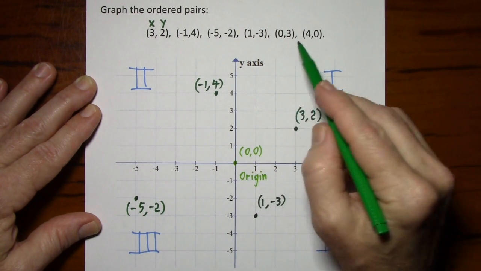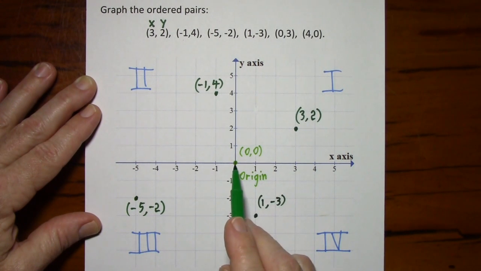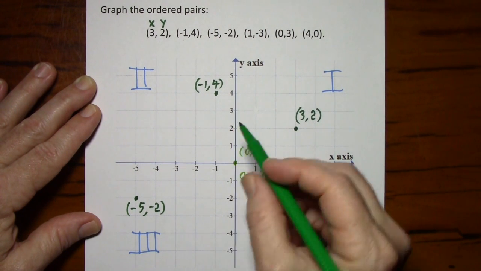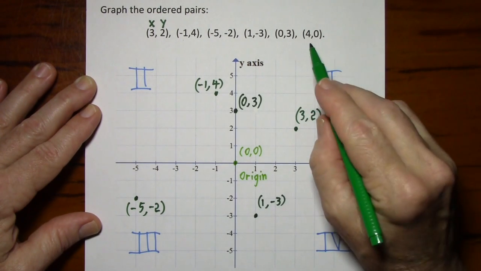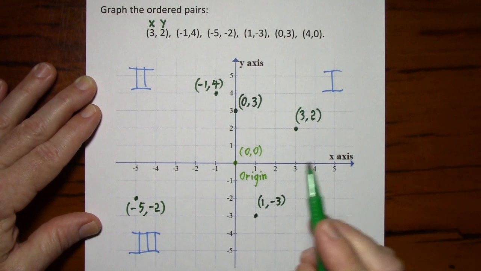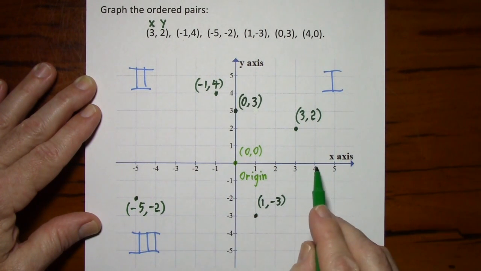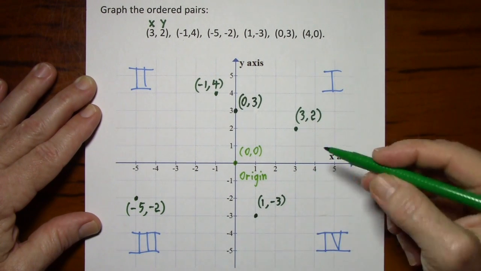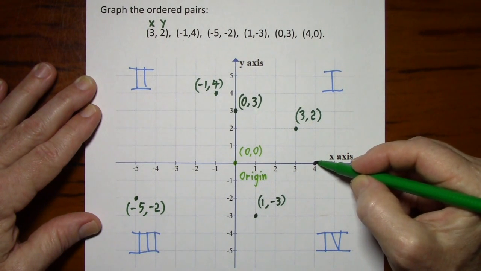For 0, 3, you don't go left or right at all. You stay at the origin for the x value, but then for the y value, you move up 3. For 4, 0, for the x value, you move over 4, but for the y value, you do not move up or down. Because it's a 0, you stay on the x-axis. You put your dot there.